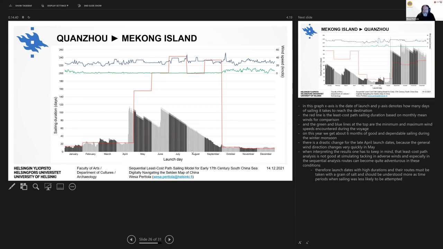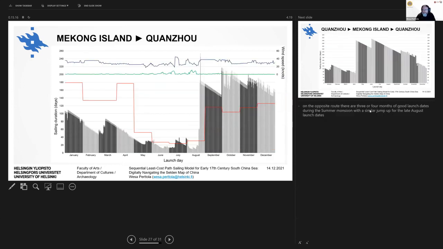There is a drastic change for the late April launch dates because the general wind direction changes very quickly in May. When interpreting the results, one has to keep in mind that least cost path analysis is not good at simulating tacking in adverse winds, and especially in the sequential analysis, routes can become quite adventurous in these conditions. Therefore, launch dates with high durations and their routes must be taken with a grain of salt, and should be understood more as time periods when sailing was less likely to be attempted.